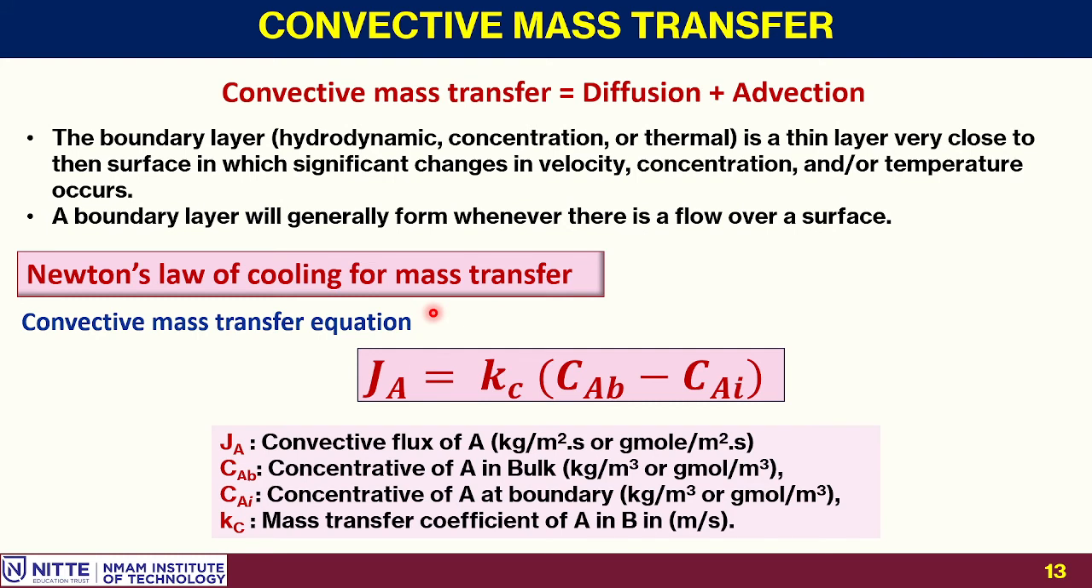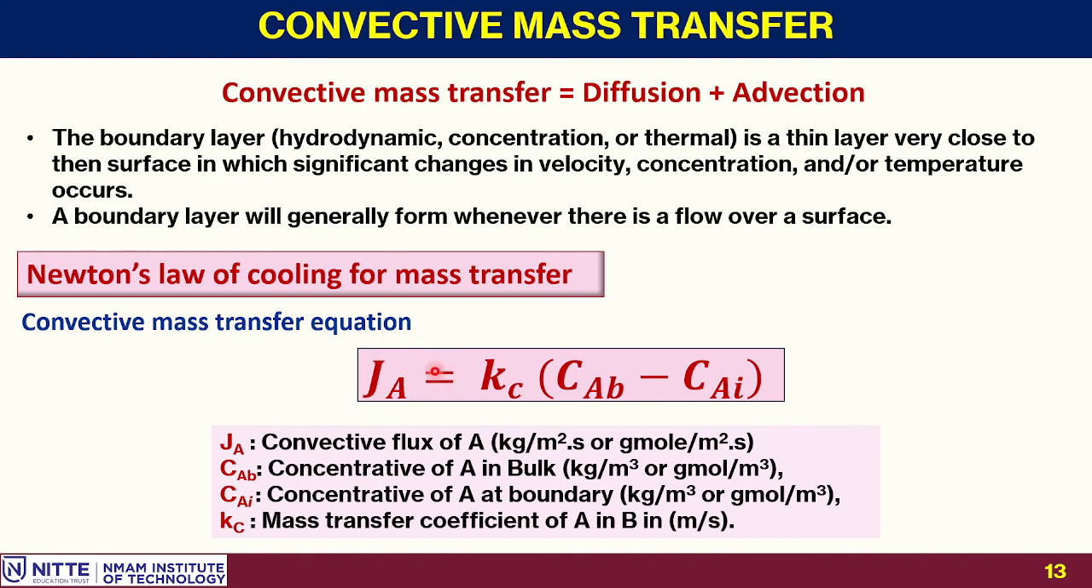So the convective mass transfer equation, we can write it as the flux Ja equals Kc, that is the mass transfer coefficient, multiplied by the concentration gradient. This is an equation which is very similar to the heat flux that we generally use in heat transfer, something like h into delta T, or we write Q, the rate of heat transfer, as hA delta T.